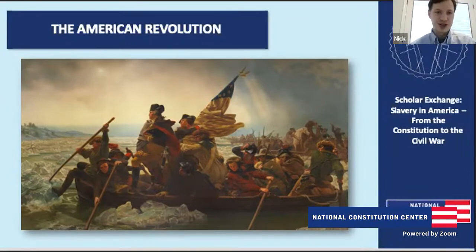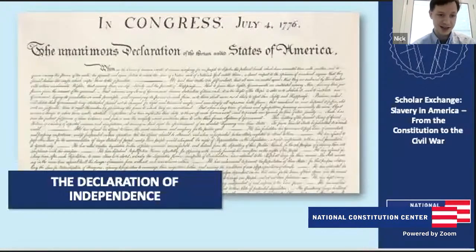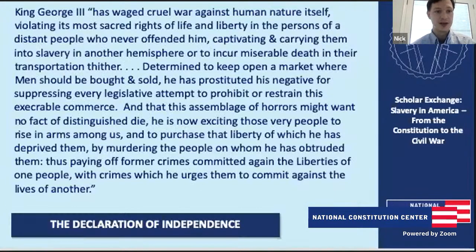Yeah, and I think the Declaration is the important place to start, because Thomas Jefferson himself wrote, as Kerry is showing you right now, a large clause about the slave trade. As you can see, this language: King George waged a cruel war against human nature itself, violating its most sacred rights of life and liberty in the persons of a distant people who never offended him, captivating and carrying them into slavery into another hemisphere, or to incur miserable death in their transportation. He's talking about the slave trade itself, all the death that happened in the literal trade itself.